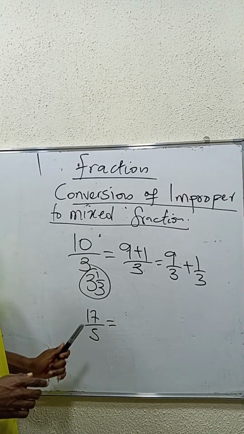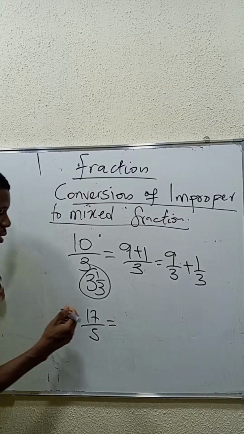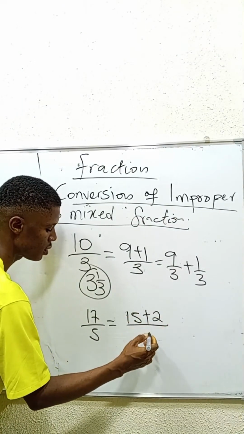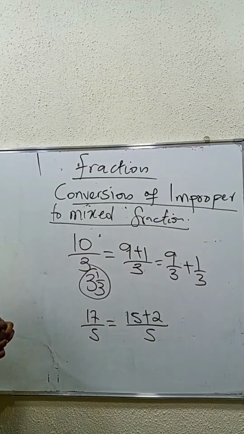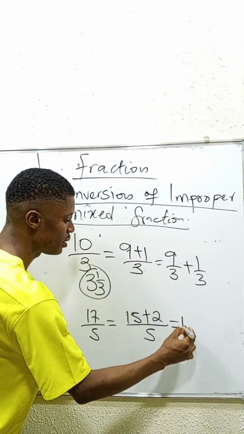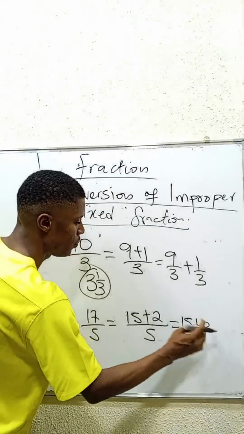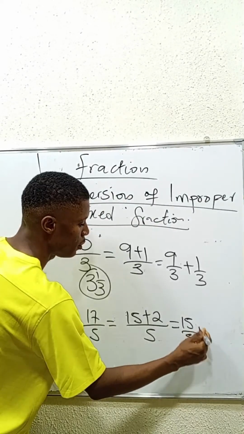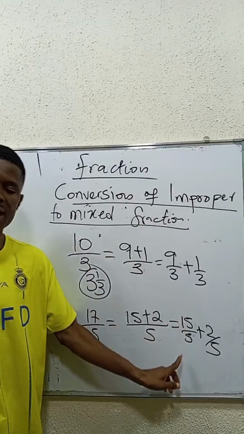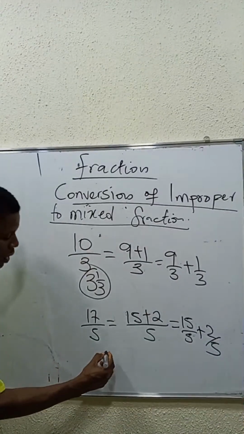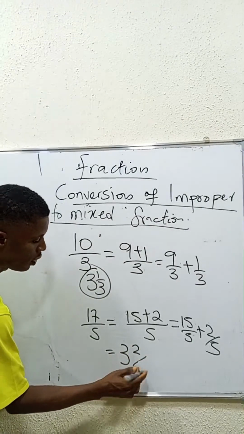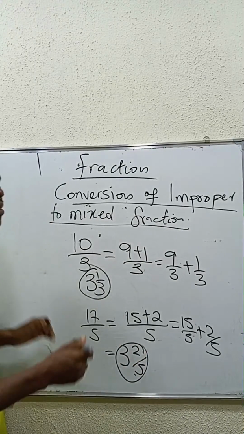5 can go into 17 3 times, because if it goes, you're having 15, and 15 plus 2 is also 17. Okay, so at this, you have to split the fraction, and that will give you what? 15 plus 2, 15 over 5 plus 2 over 5. Okay, 15 divided by 5 is 3. So the answer becomes 3 wholes 2 over 5.